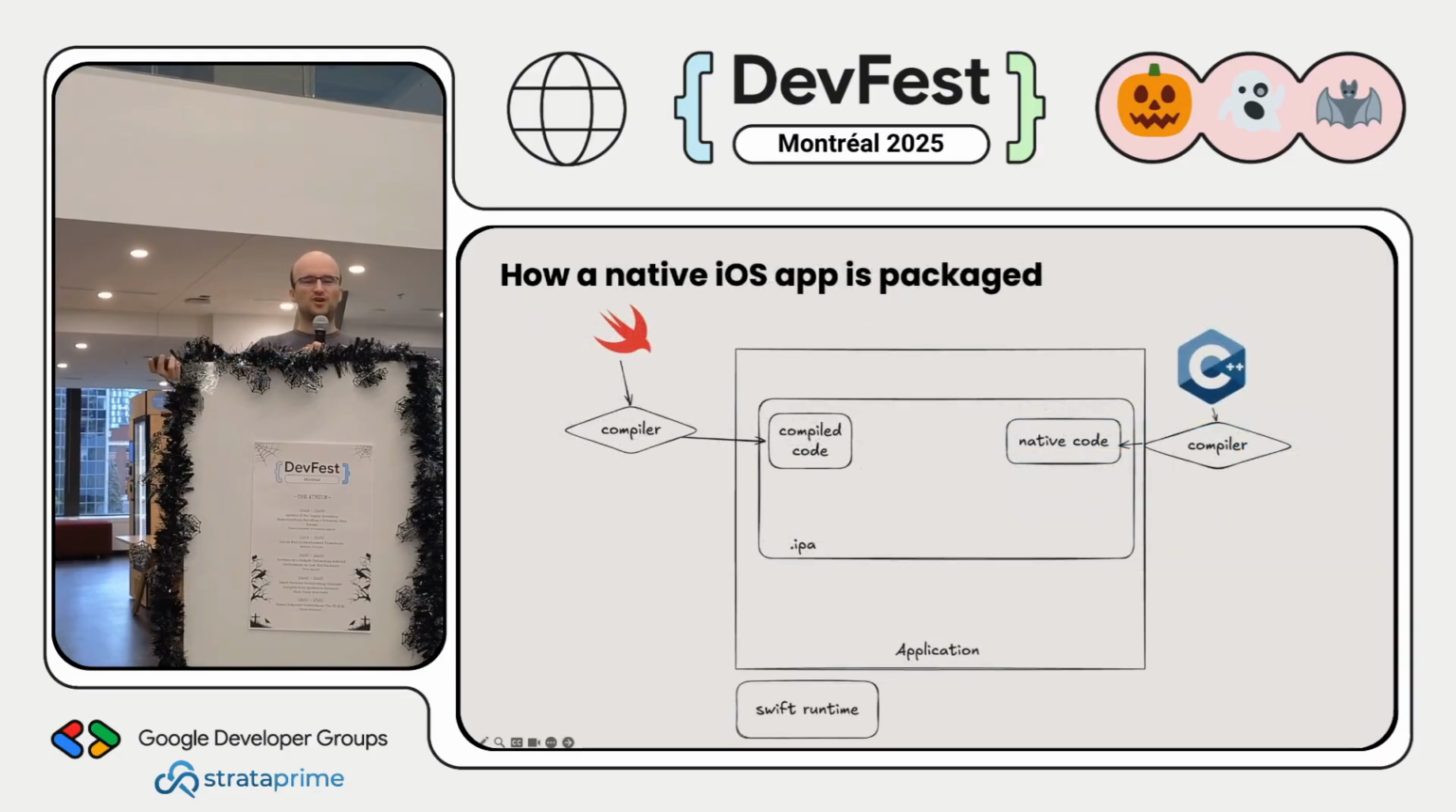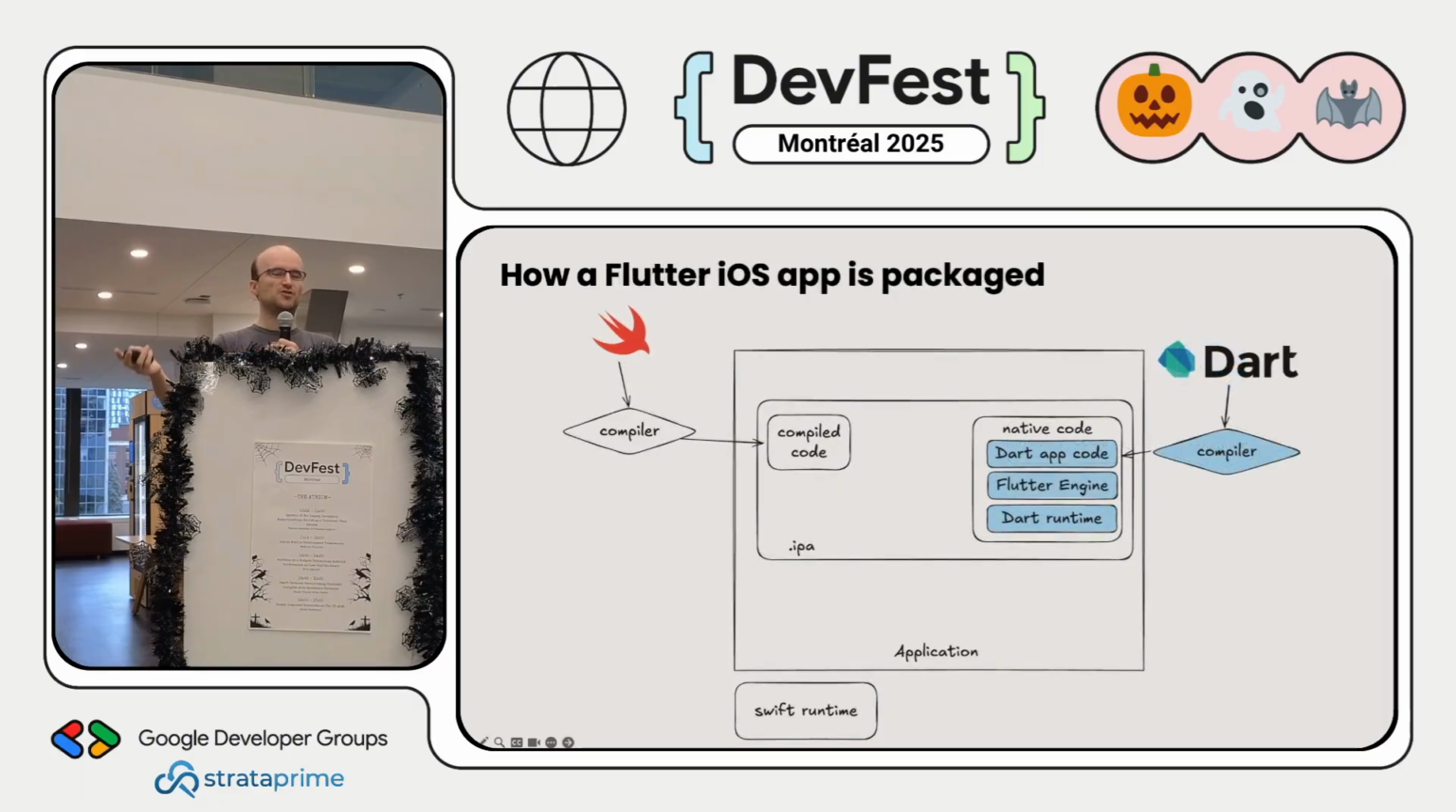If we compare to iOS, the principle is quite the same, so I'll go a bit quicker. You have Swift that can be compiled, C++ into native code, and you get the same principles of Dart going to native code, and you get the same layers basically bundled into your application. And there's a Swift runtime that's slightly different, but there.